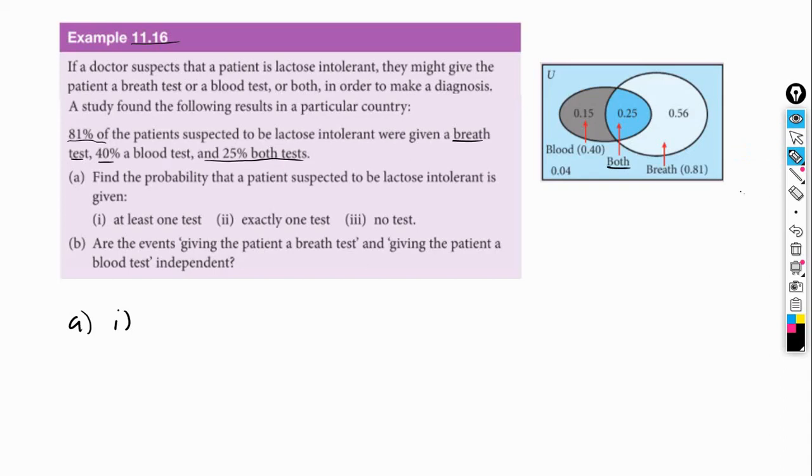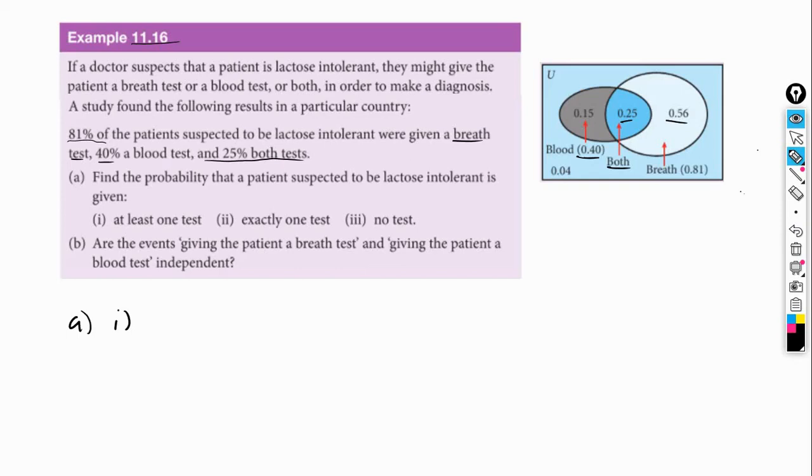The probability of taking the blood test is 40%, but we have to consider that taking only the blood test is going to be 15%. That is 40 minus the 25, because there's 25% to take both tests, as we can see here. Likewise, with breath, we have 81%, but only breath would be 56%.